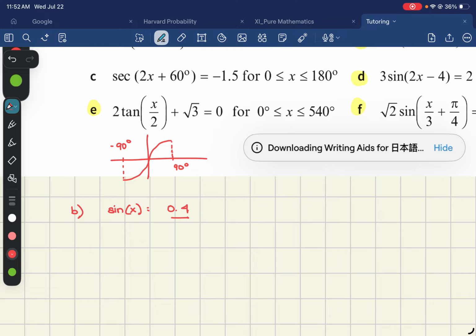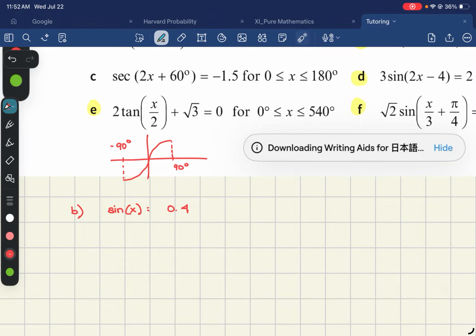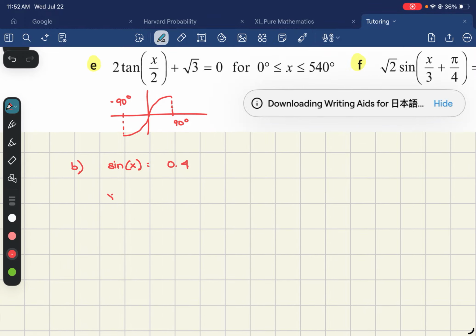So if my output is positive, 0.4 is positive, somewhere here, then my angle is positive as well, and I am going to get an acute angle. That is what I need to remember. So x is going to be sine inverse of 0.4. Sine inverse of 0.4 gives an acute, positive angle: 23.6 degrees to 1 decimal place.